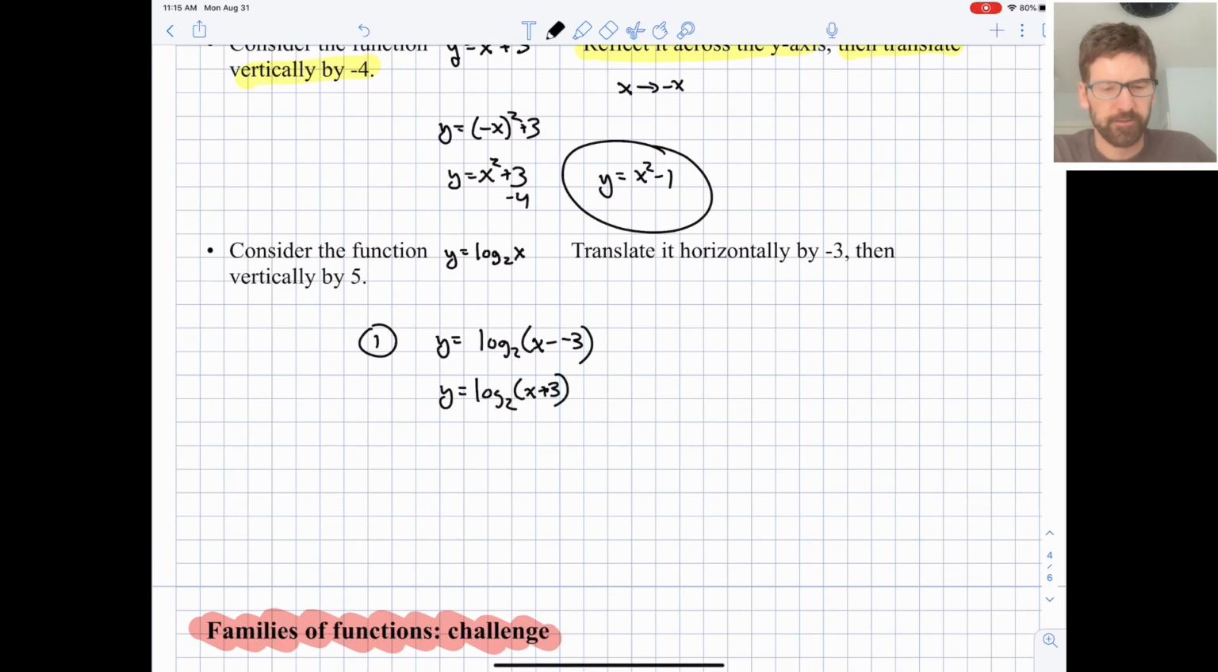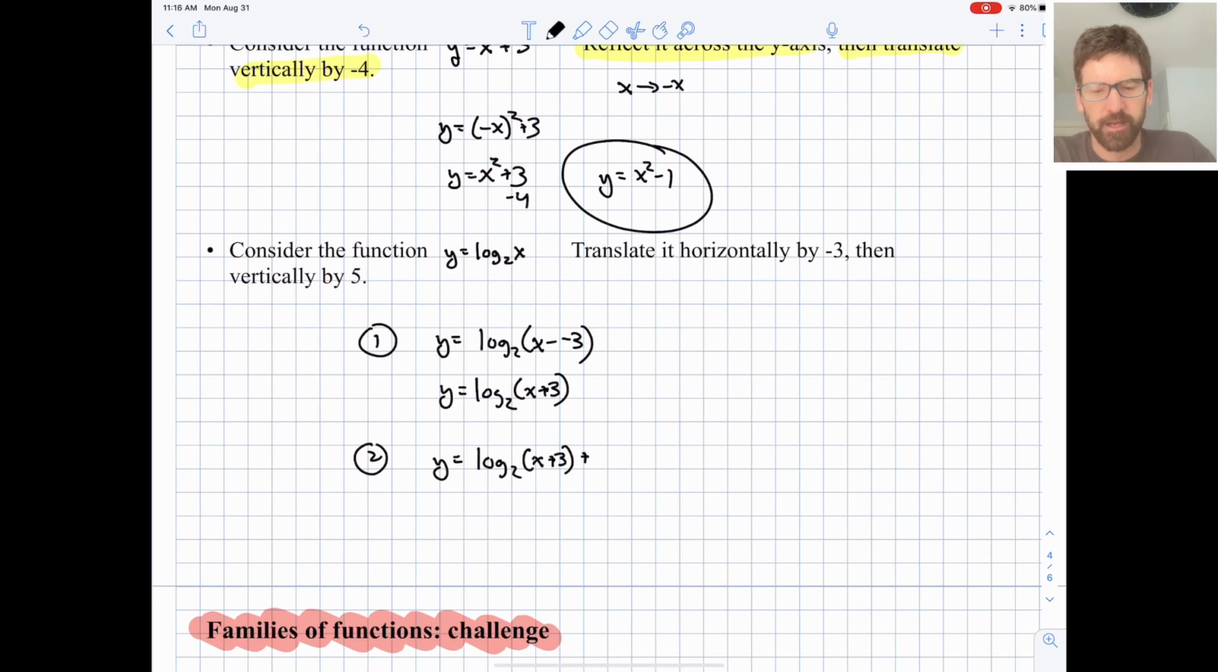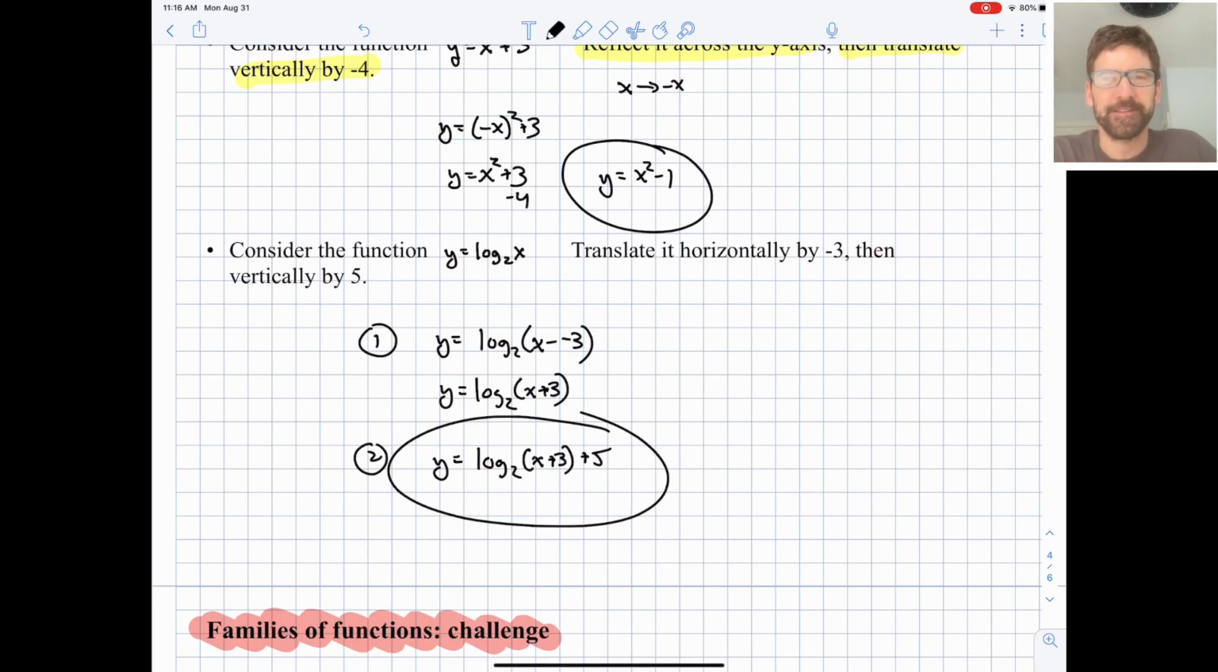Now let's do the second transformation. We just need to move it vertically by 5 units. So y equals log base 2 of x plus 3, and then with the plus 5 added on at the end. All right, nice, we got through it, and that's a good place to stop.